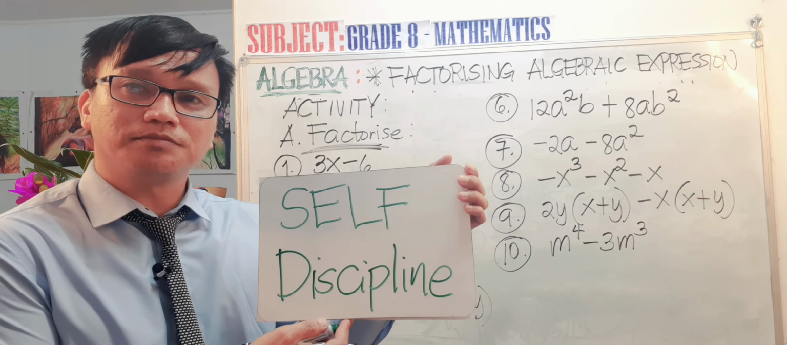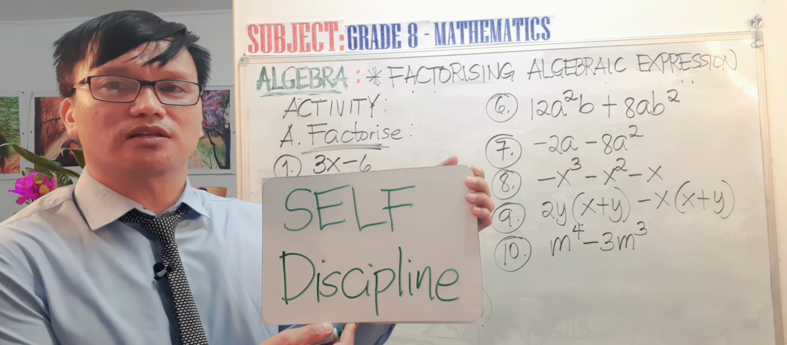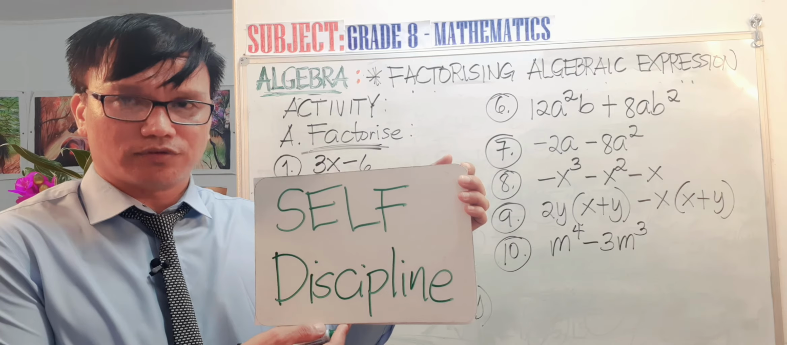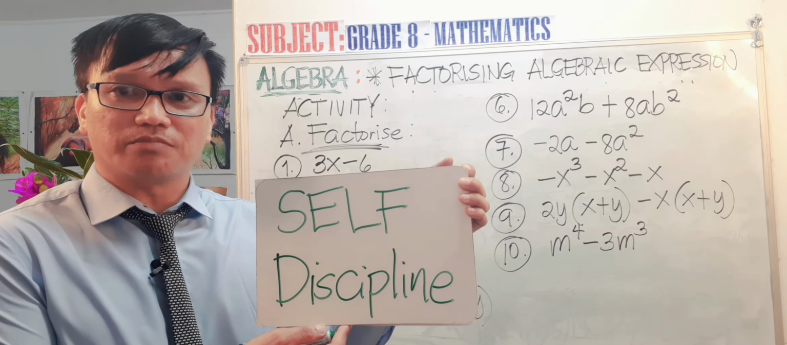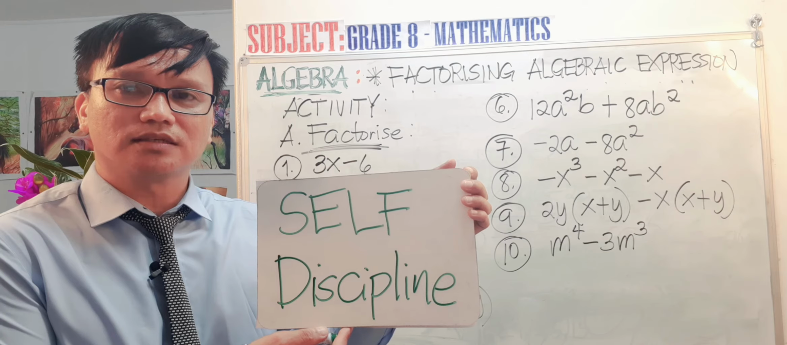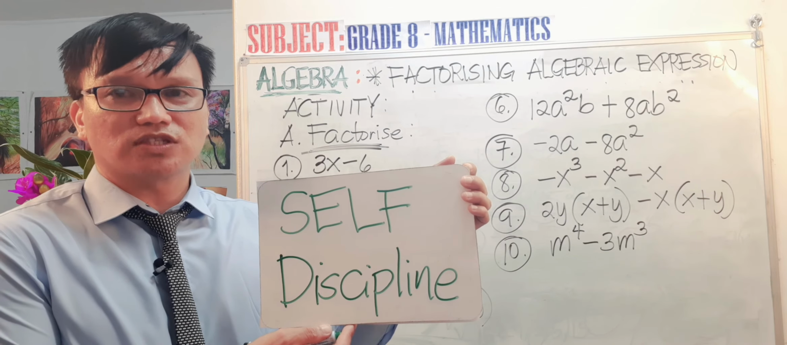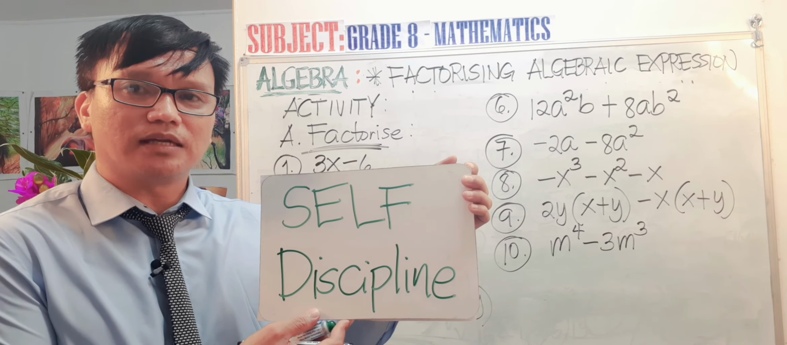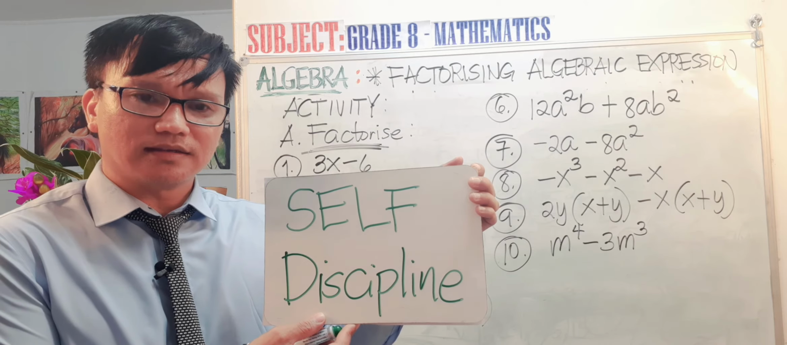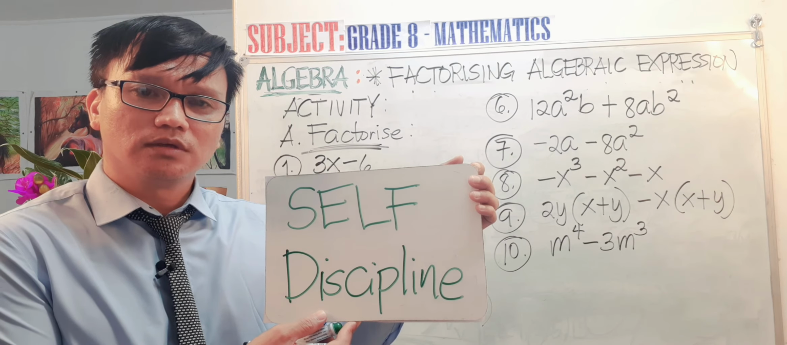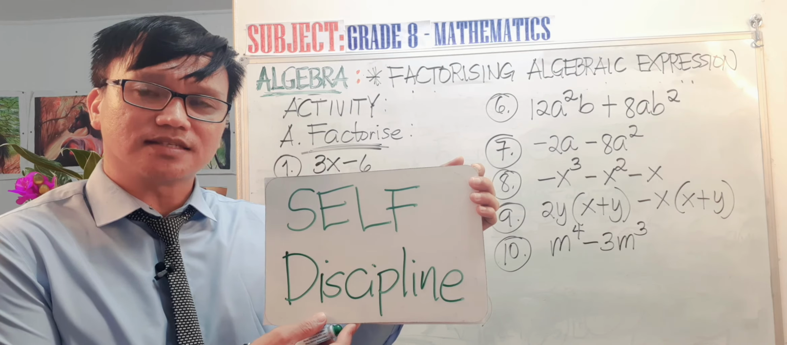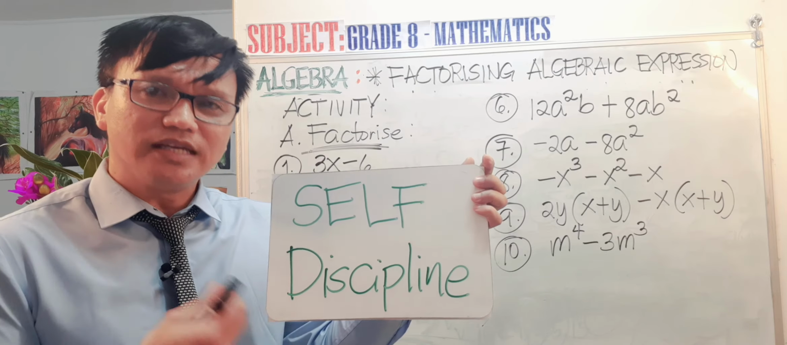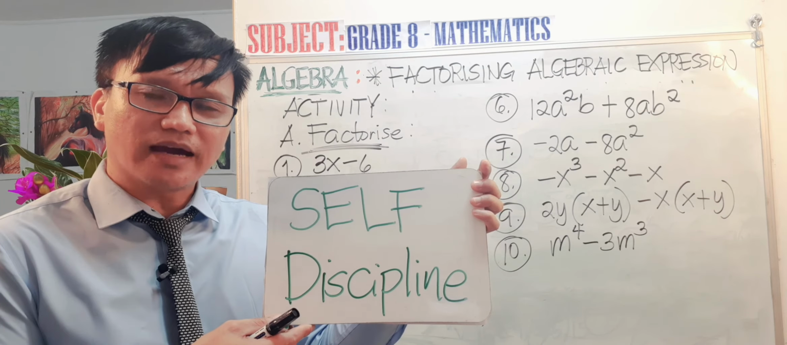Because of the new normal, the new situation that we are having nowadays, you have to perform your best. You must also do your part. And that can only be achieved if we have self-discipline. Self-discipline in which you don't need to be told what to do. You don't need to be supervised. It should be coming from within you, okay? From within you.